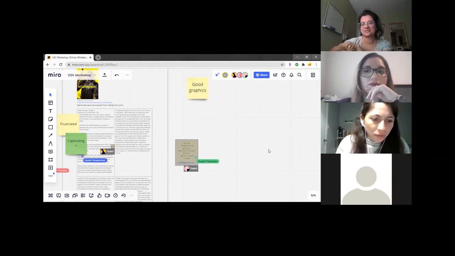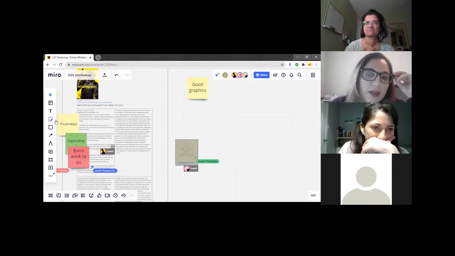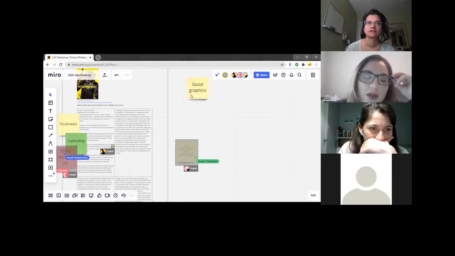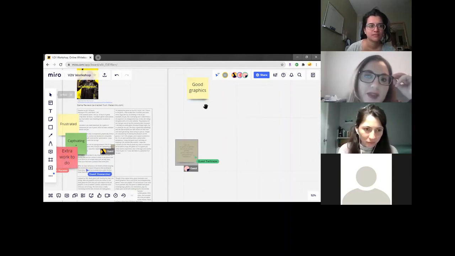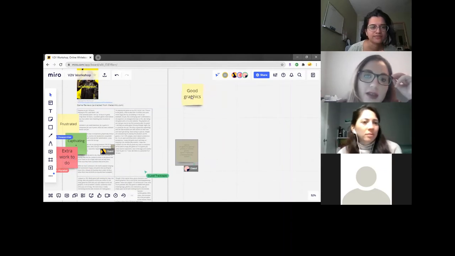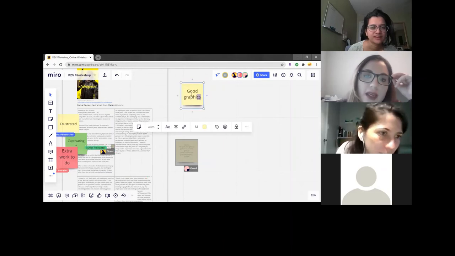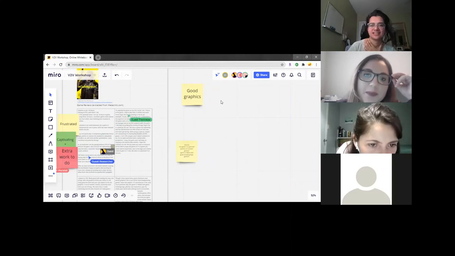Karina, can you please explain the sticky notes again? Sure, no problem. Once you create a sticky note, you have two kinds of cursors here. When it's the arrow, you can move it. And if you double click it, you can edit the text. Yep. Thank you.